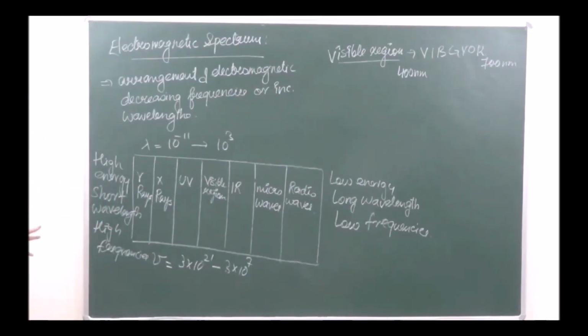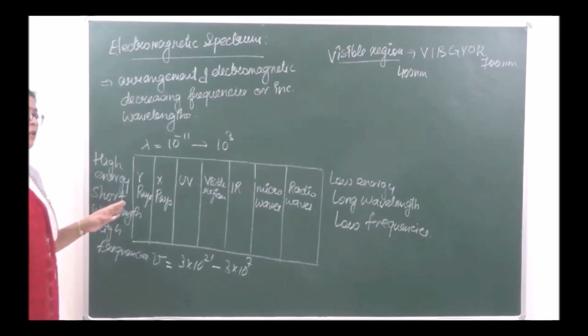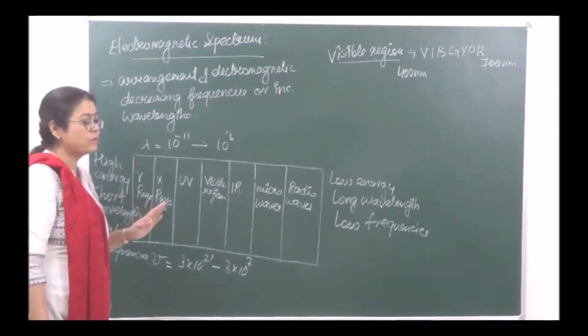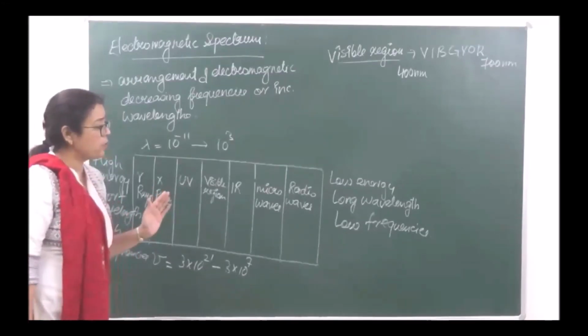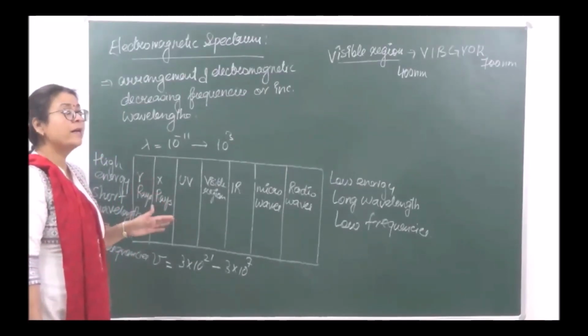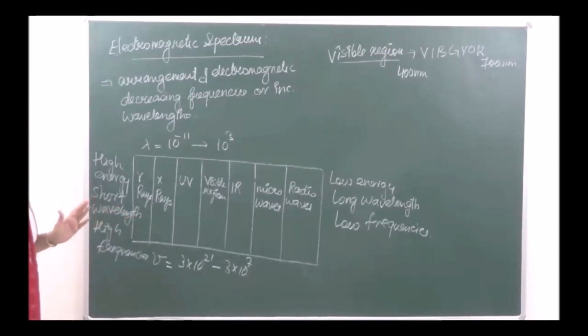The radio waves also have two types. We say one is short radio waves and the other one is long radio waves. The short radio waves are going to have lower energy with respect to long radio waves. Okay? So this is what the electromagnetic spectrum is.